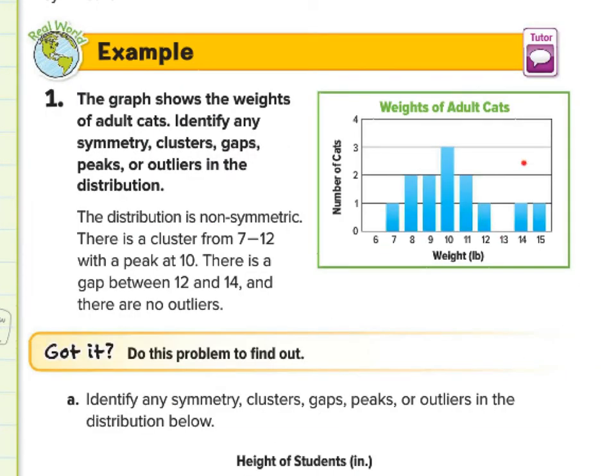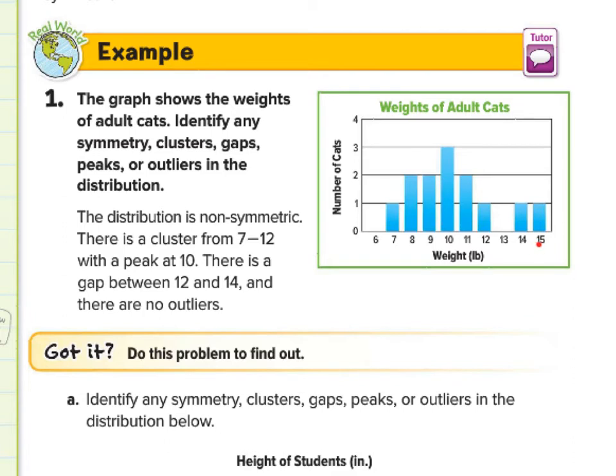Okay, here we have a graph. We look at the title and it says weights of adult cats. On the y-axis we're looking at number of cats, and along the x-axis we're looking at their weight in pounds. And we can see here that the peak is at 10 pounds.